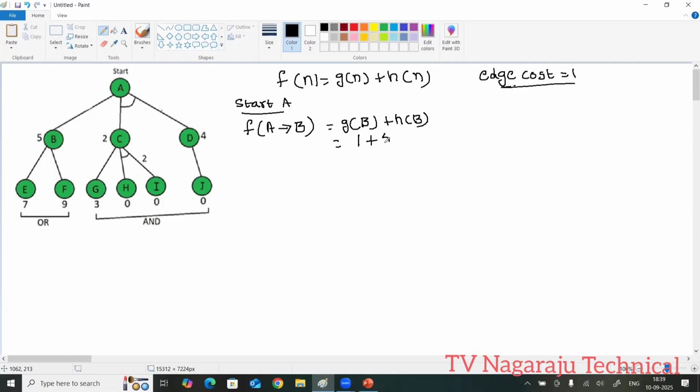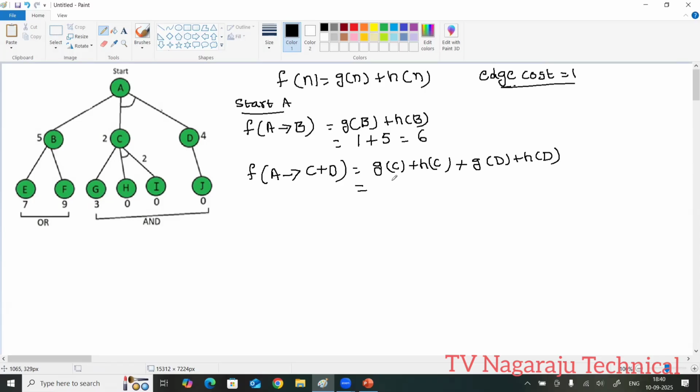So, H of B value is equal to 5. 1 plus 5, 6. Now, for F of A to C comma D, these are end nodes. So here you need to calculate like this. That means A to C and A to D. You need to calculate G of C plus H of C. These are the estimated cost from A to node C. Now G of D plus H of D.